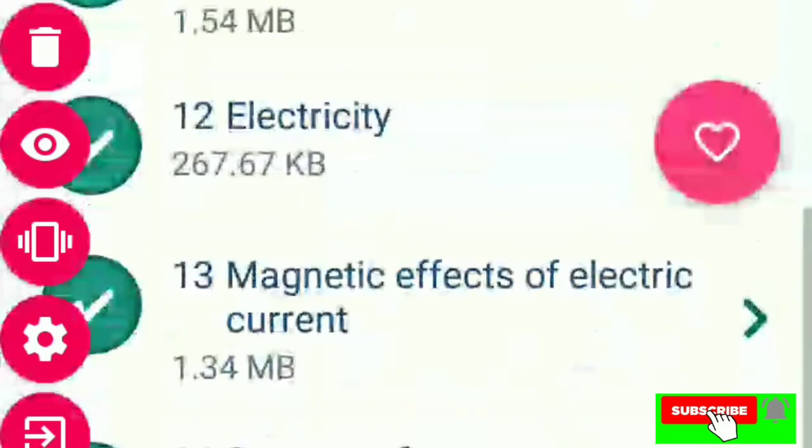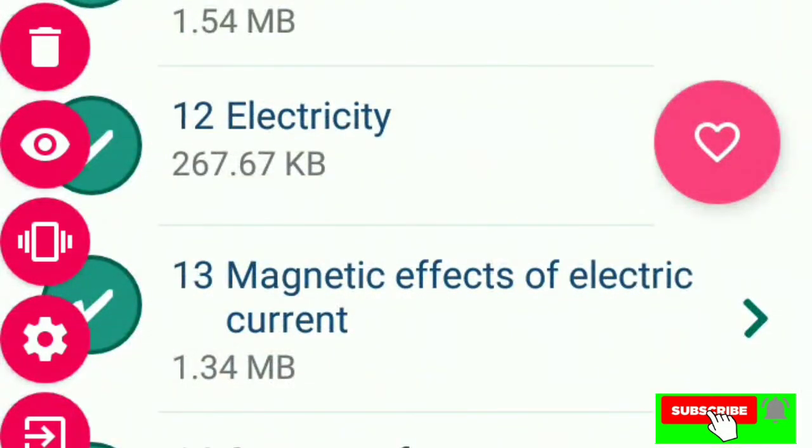Magnetic effects of electric current: this chapter shows that when a current goes through a conductor, it produces a magnetic field. An example you see in your daily life is the motor. Magnetic effects of current, electromagnets.